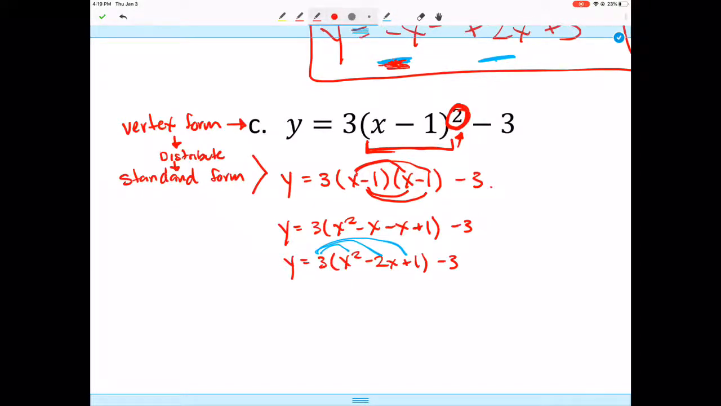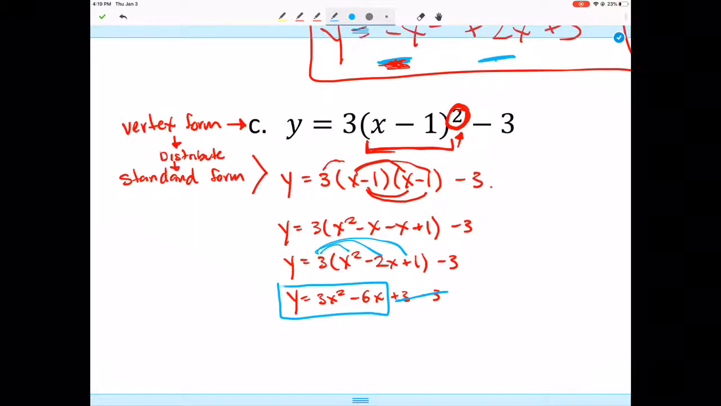And like I said, you can do things in different orders and it will still work out. If you wanted to distribute that 3 first, that would be just fine. So y equals 3x squared minus 6x plus 3 minus 3. And plus 3 and minus 3, those cancel, and we end up getting that for our standard form.